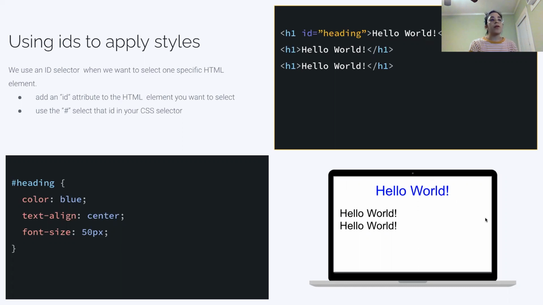Okay, so this is what it would look like once the CSS rule has been applied to the HTML element. Can I get thumbs on ID selectors?